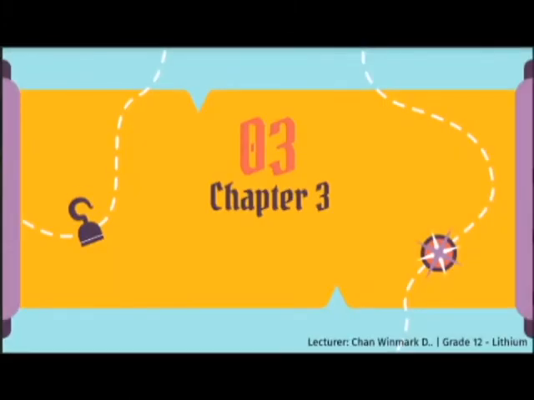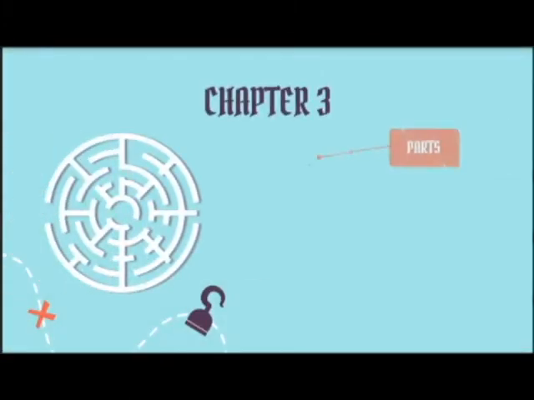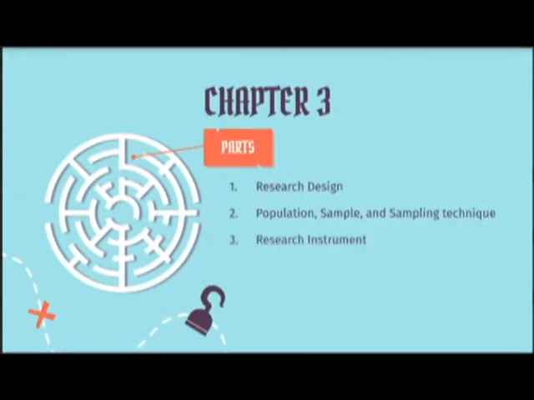Chapter 3, or the methodology of a research paper, includes the research design, the population, sample, and sampling technique, the research instrument, the data gathering procedure, and the statistical treatment of data. And we will cover it one by one.